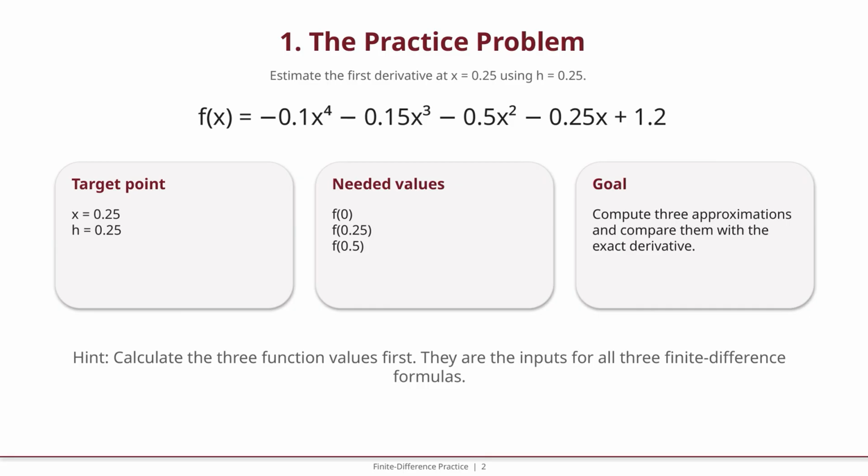Here is the practice problem. We need to estimate the first derivative at x equals 0.25 using a step size h of 0.25. Our function is a fourth-order polynomial. Our goal is to compute three approximations and compare them with the exact derivative. Hint: calculate the three function values first, as they are the inputs for all three formulas.